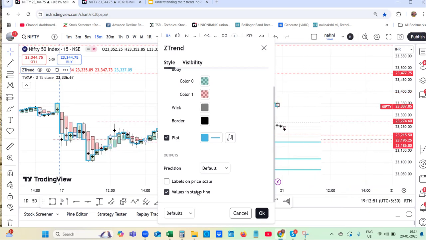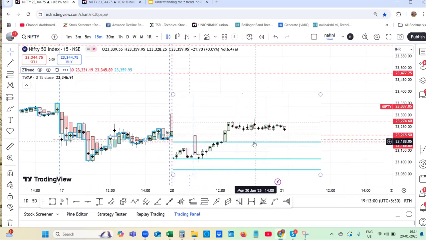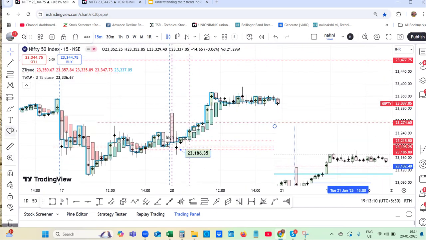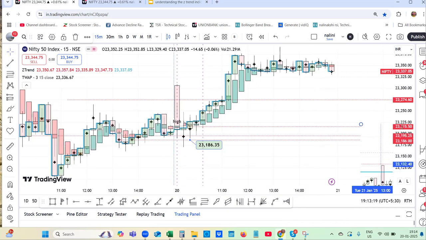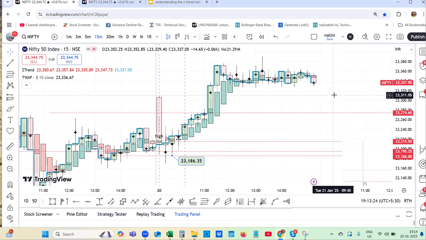I'll show you the advantage of having values in the status line. Here, if I place the cursor, I've pasted this to show you with the normal candlestick pattern. Let me zoom it out. I've applied TWAP. Let us analyze how the trade performed using this indicator, how you could have taken these.